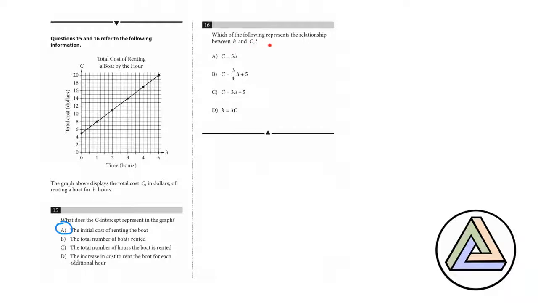All right, which of the following represents the relationship between H and C? Well, first of all, this is a y-intercept of 5, so I am only interested in these two, because these are linear equations and they have a y-intercept of 5. The question is, what is the slope of this line? Now, you want to be careful because you have all the way up to 6 here and you only have up to 1 here.